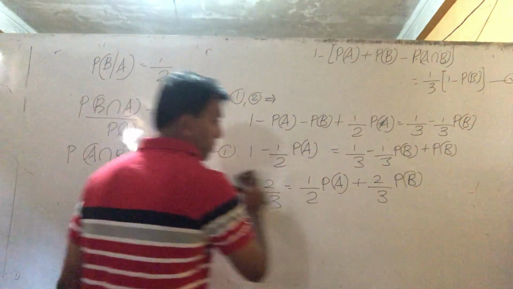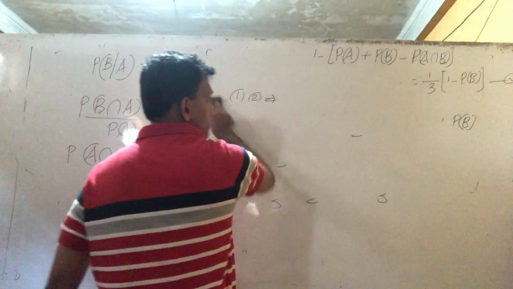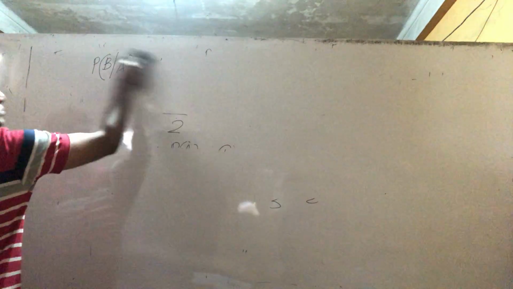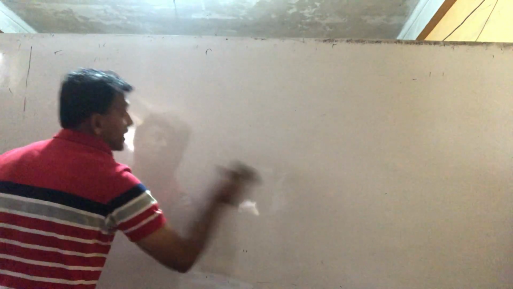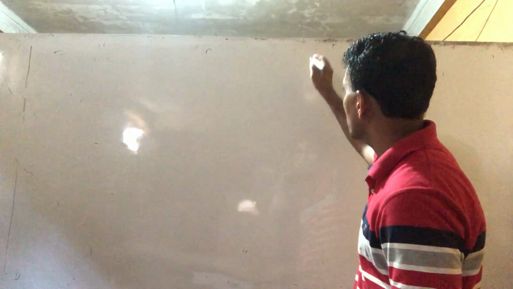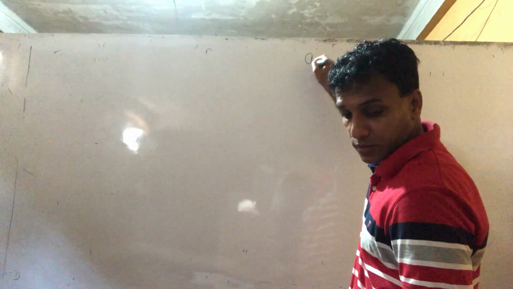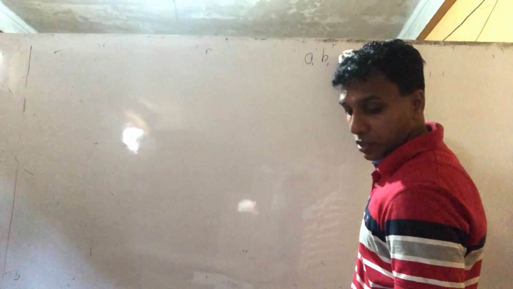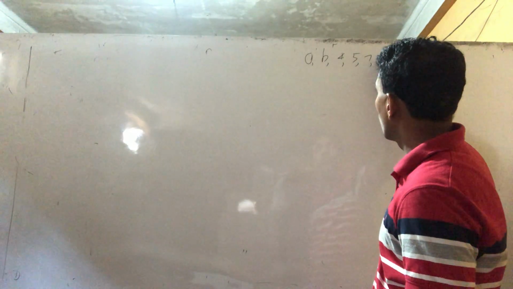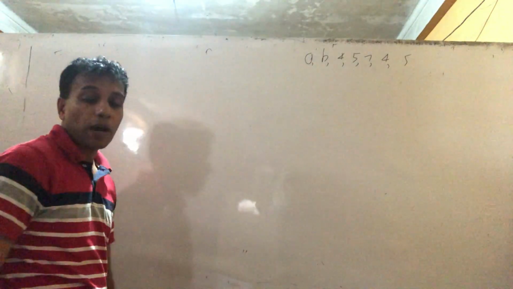Okay. Last question, problem number 10. There is a statistics question. Also in the previous paper I worked a good problem with the mean and the mode of a set of 7 numbers. 7 numbers available: A, B, 4, 5, 7, 4, again 5. 1, 2, 3, 4, 5, 7 numbers available.